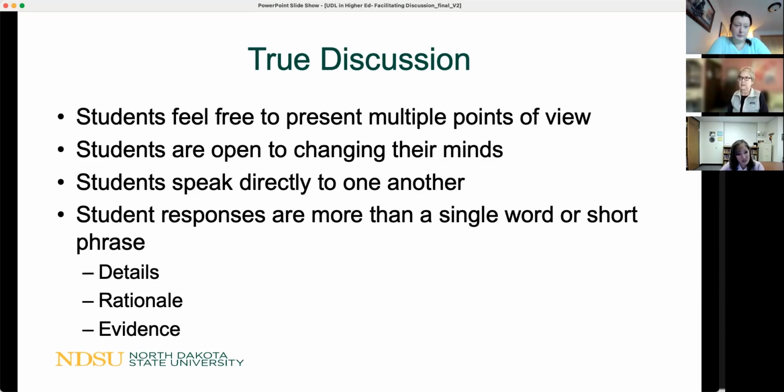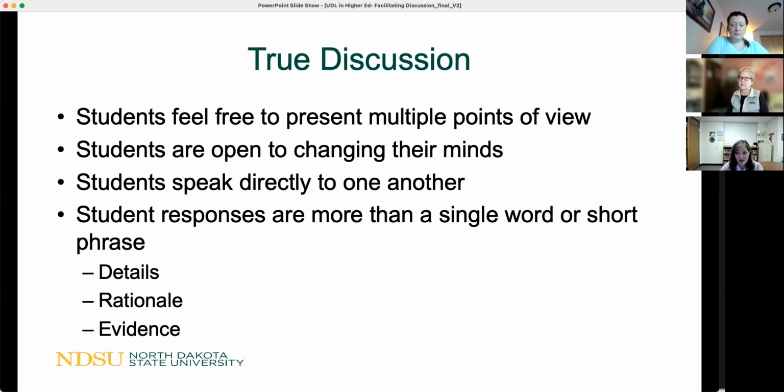The students should be speaking directly to one another and not just to you. Often we call discussion a question-answer session when the instructor's throwing out questions and students are providing answers. And the conversation is really just between that student and the instructor, and the students aren't really talking to each other. But in a true discussion, the students are actually responding to one another.